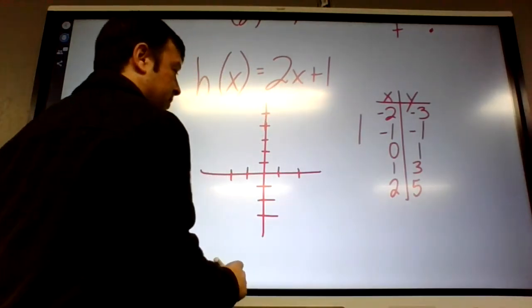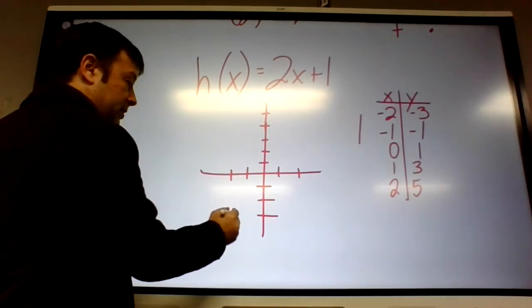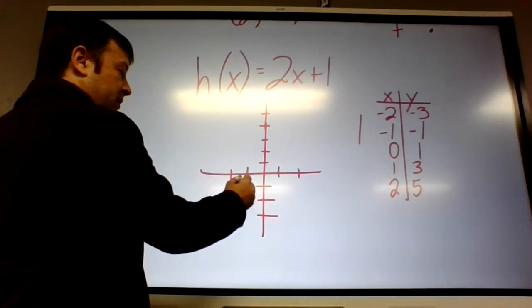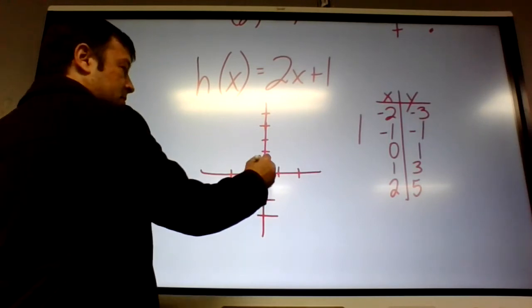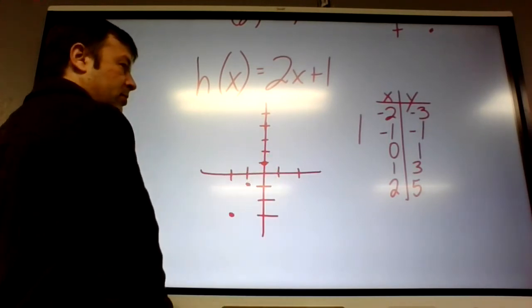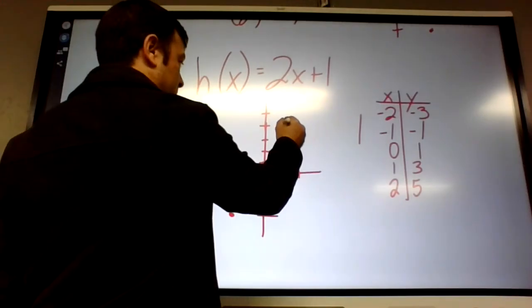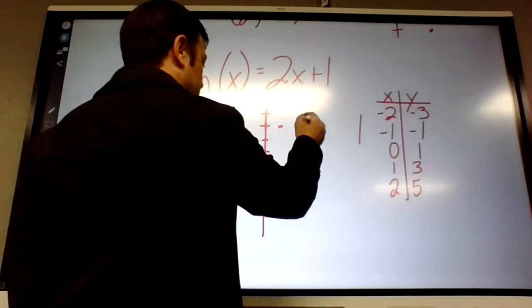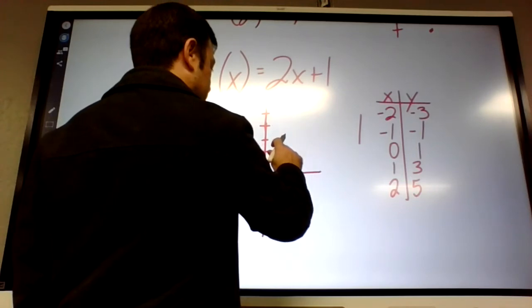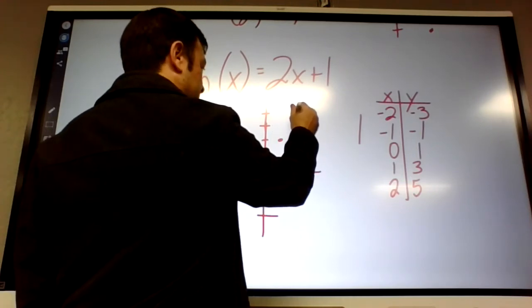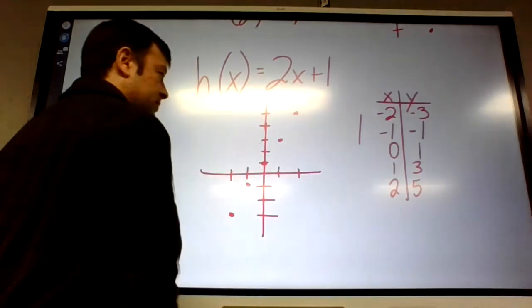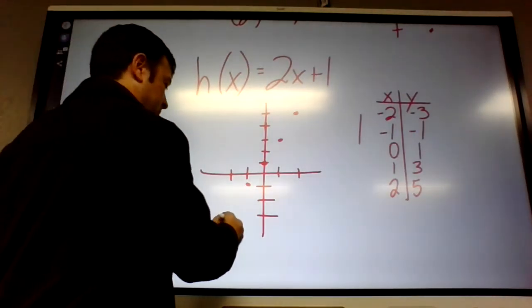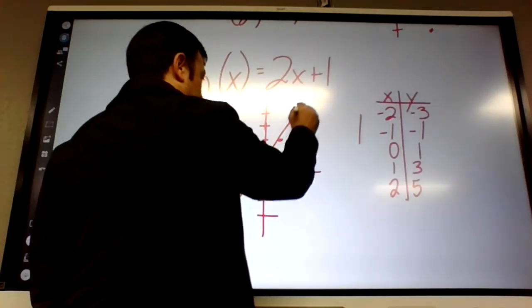Alright, so -2, -3, -1, -1, 0, 1, 1, 3, whoops, 1, 3, 2, 5. And then we draw a line. Should we draw the line on this one? Yes. Okay.